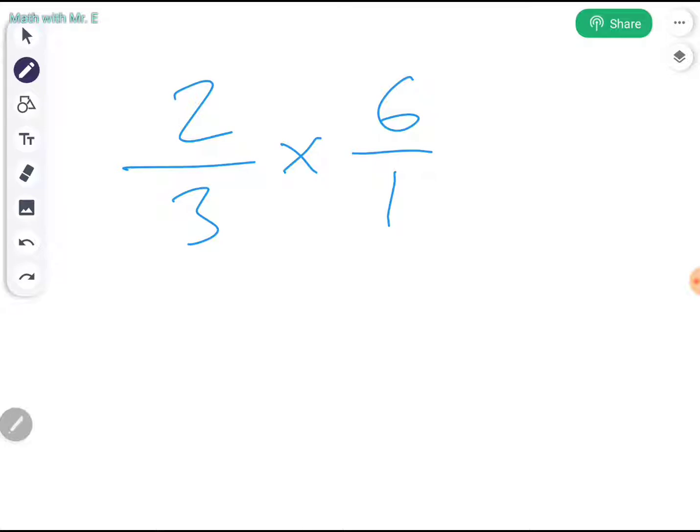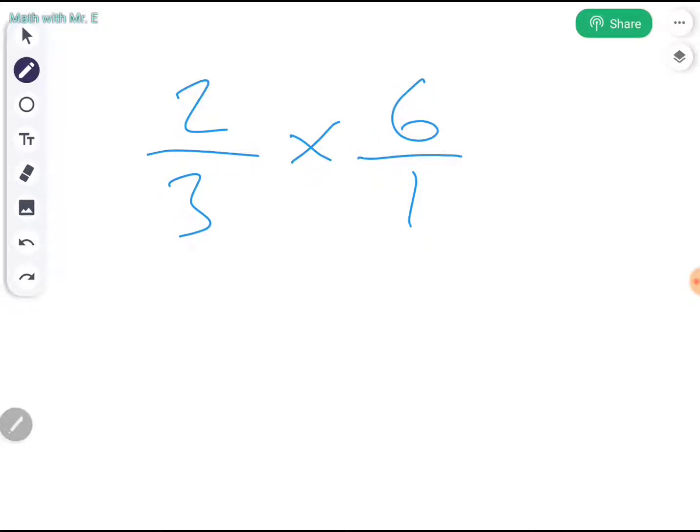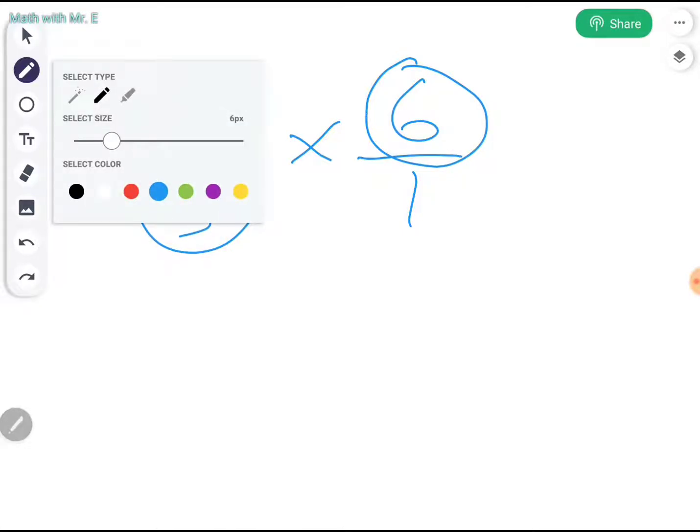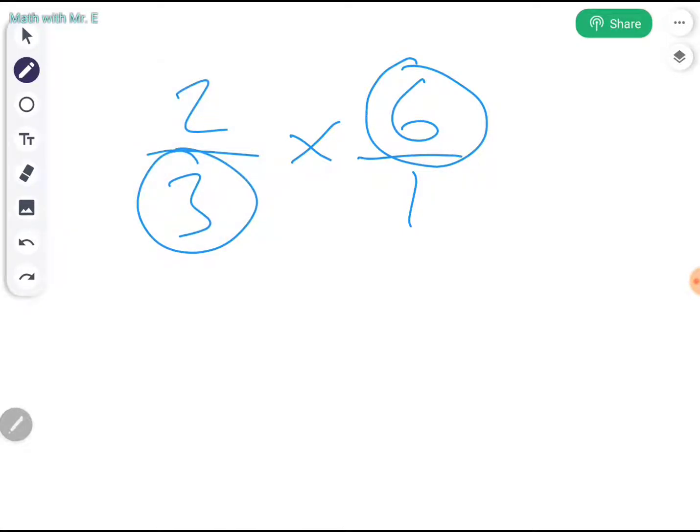Now this only works when it's one numerator and one denominator. You might be noticing 2 and 6 can both be divided by 2, but since they're both numerators, we cannot do that. If you take a look, we've got 6 here and 3 here, which can both be divided by 3, right? So if we take 3 divided by 3 and 6 divided by 3, now we've got a new problem that we're working with.